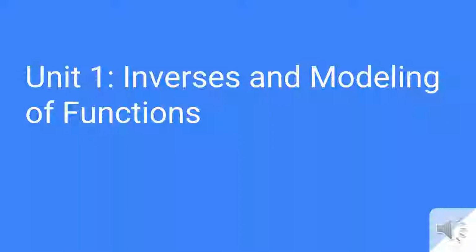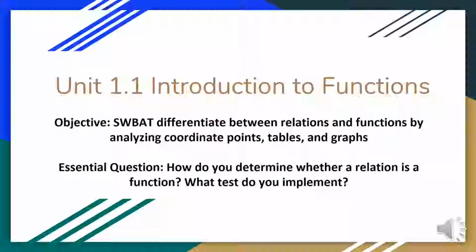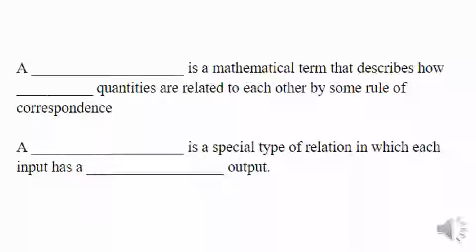So Unit 1 was all about inverses and modeling with functions. We started off with a definition of relation, and in Unit 1.1, we were able to differentiate between relations and functions by analyzing coordinate points, tables, and graphs. The essential question for this part of the unit was, how do you determine whether a relation is a function? What test do you implement?